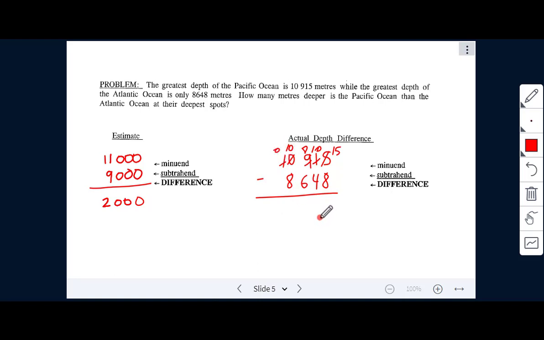All right, let's quickly do this. So 15 minus 8, that gives me 7. 10 minus 4 is 6. 8 minus 6 is 2. And 10 minus 8 is 2. So the actual answer is 2,267.